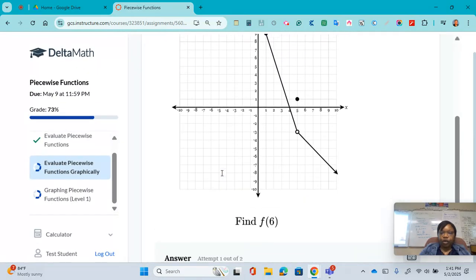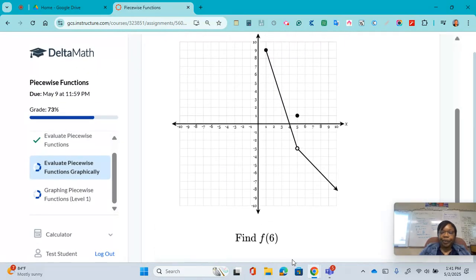We need to figure out what is my y when my x is 6. When my x is 6, it touches the graph when my y is negative 4.